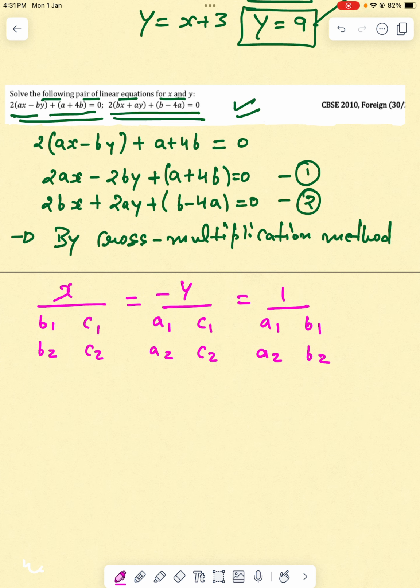So what we have to do next is find the coefficients a1 a2, b1 b2, and c1 c2. Okay, so for equation number 1, find the value of the coefficients a1, b1 and c1. Similarly, from equation number 2, find the value of coefficients a2, b2 and c2. So I am writing it here directly.